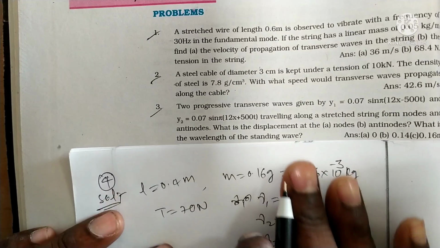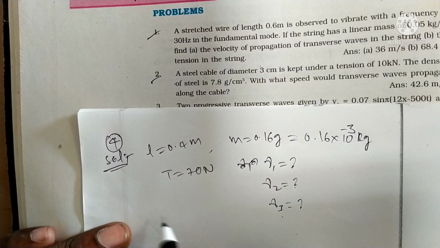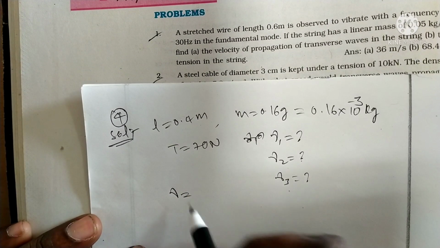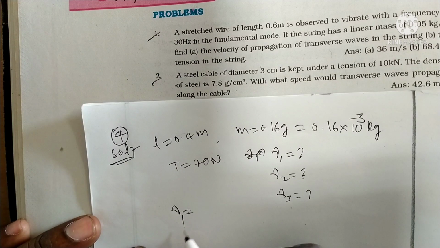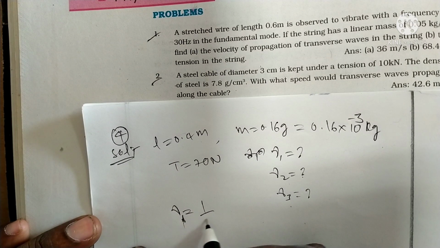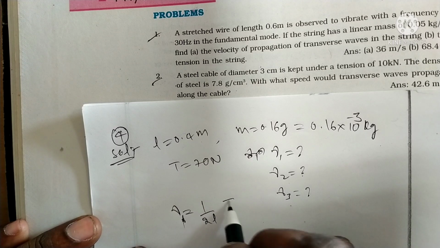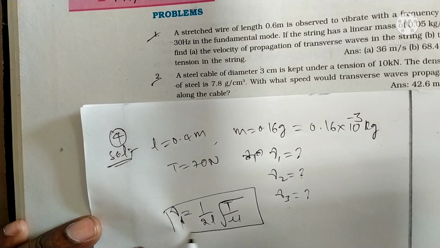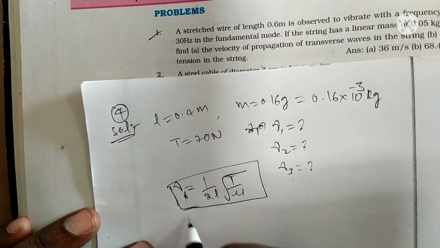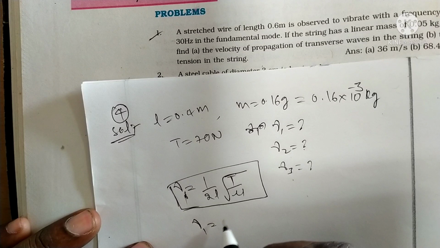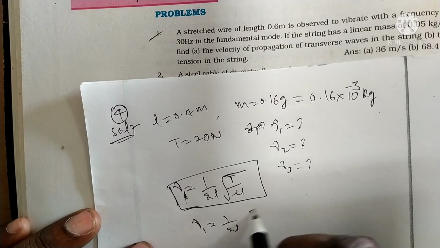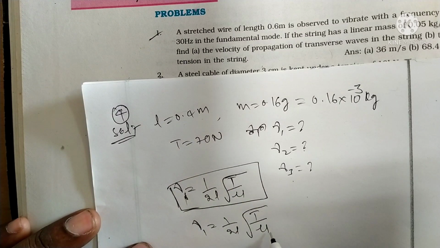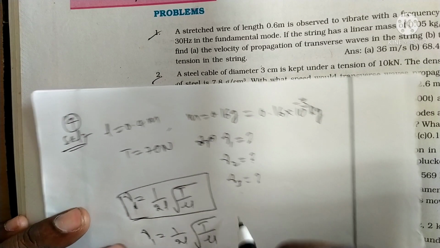Okay, and also what is the frequency formula? The frequency of the first mode, nu, is equal to 1 by 2L times the square root of T by mu. It is the frequency in the stretched string. The first mode of frequency is 1 by 2L root T by mu. Okay, you know T, you want to find the linear mass density.